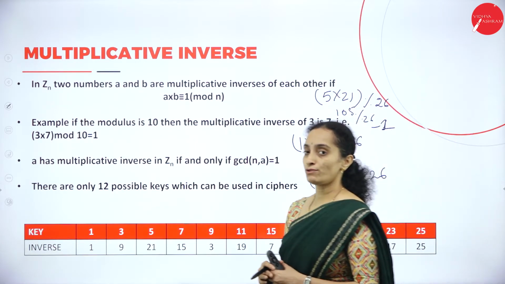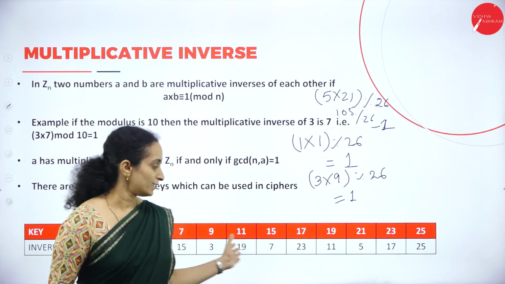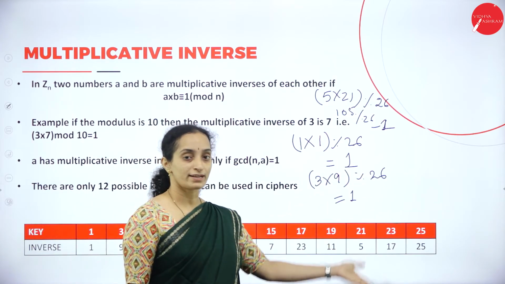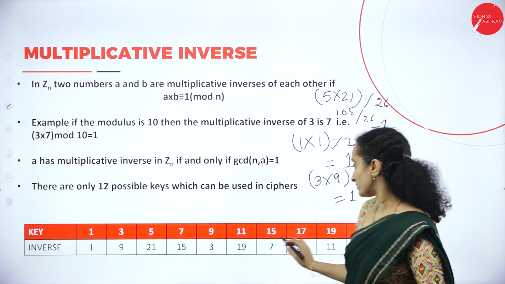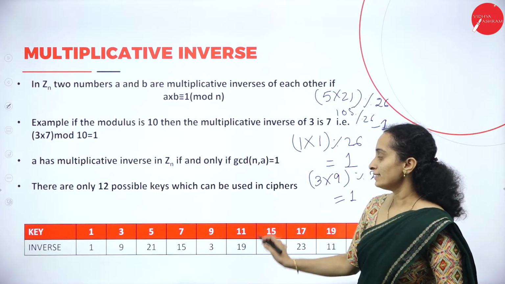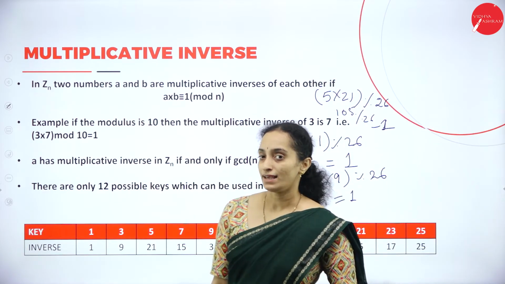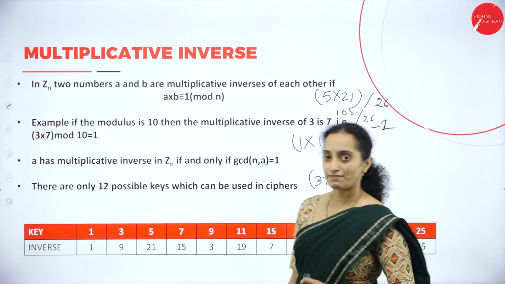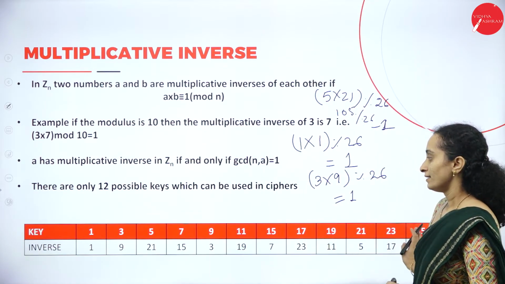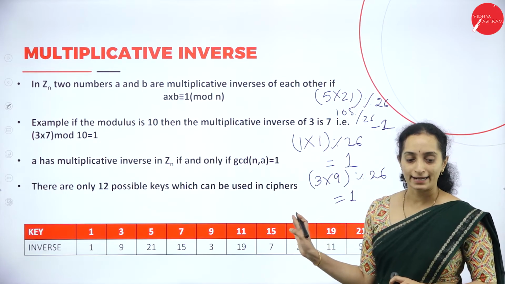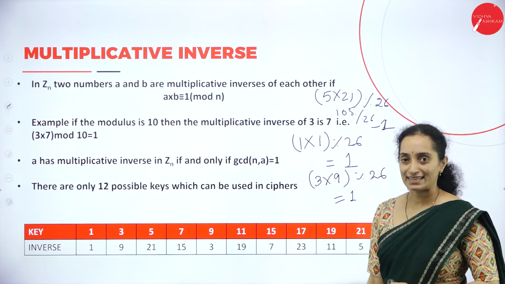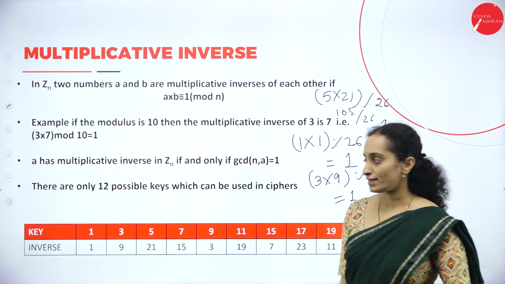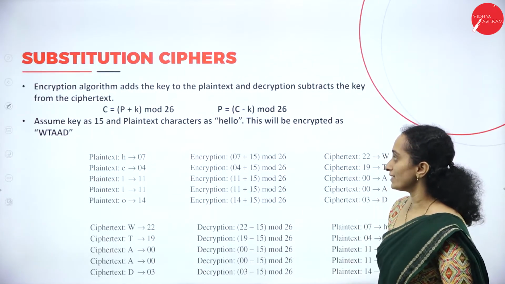Okay. So you have to remember this table for further cipher methods. There are 12 possible keys and their multiplicative inverses have been given here. Have a look at this and remember the inverses and keys for further cryptographic methods.